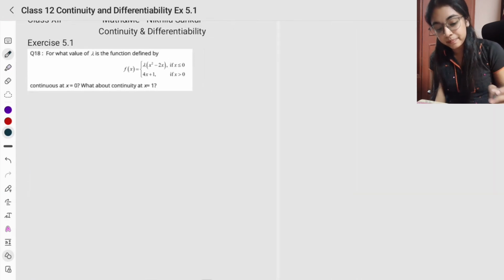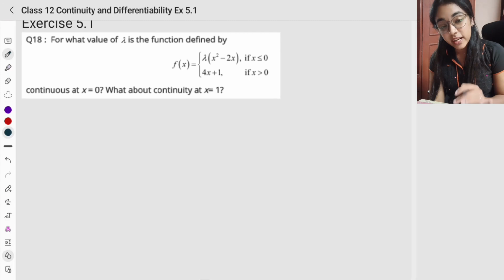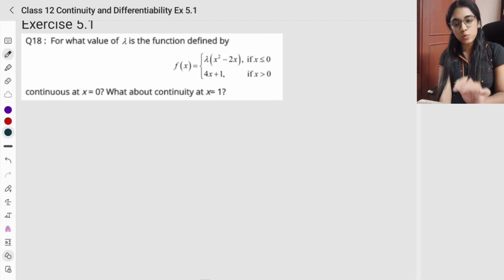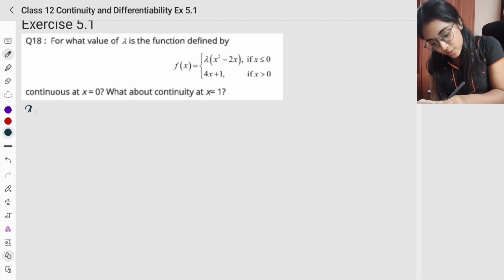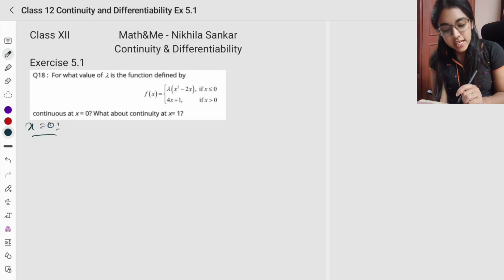Question number 18. For what value of lambda is the function defined and continuous at x is equal to 0 and x is equal to 1? So let us look at the x is equal to 0 case first. Let me look at the x is equal to 0 case first. What does the 0 case mean?